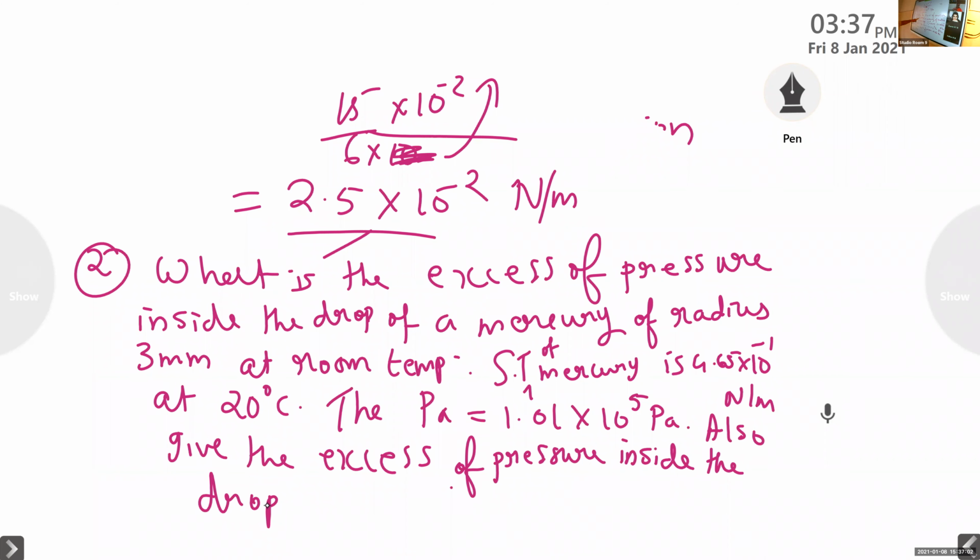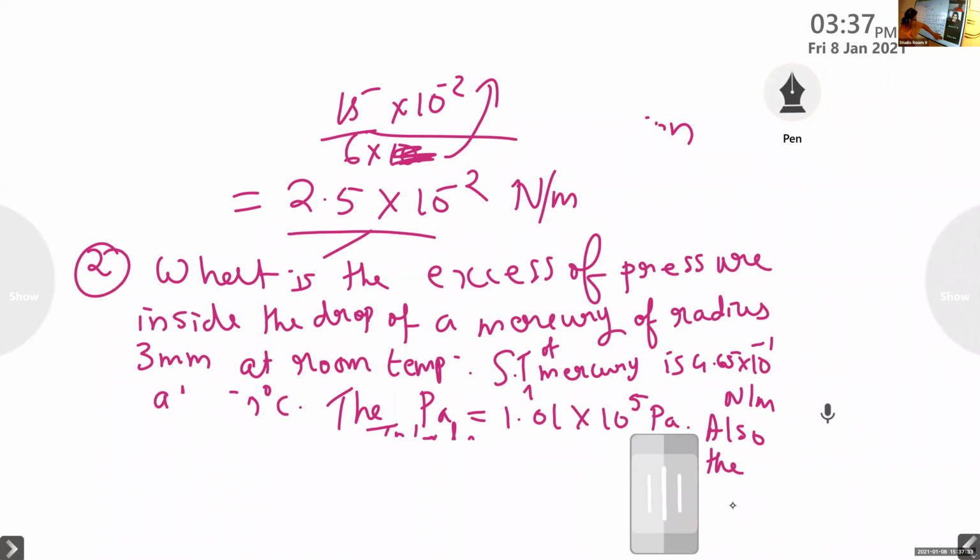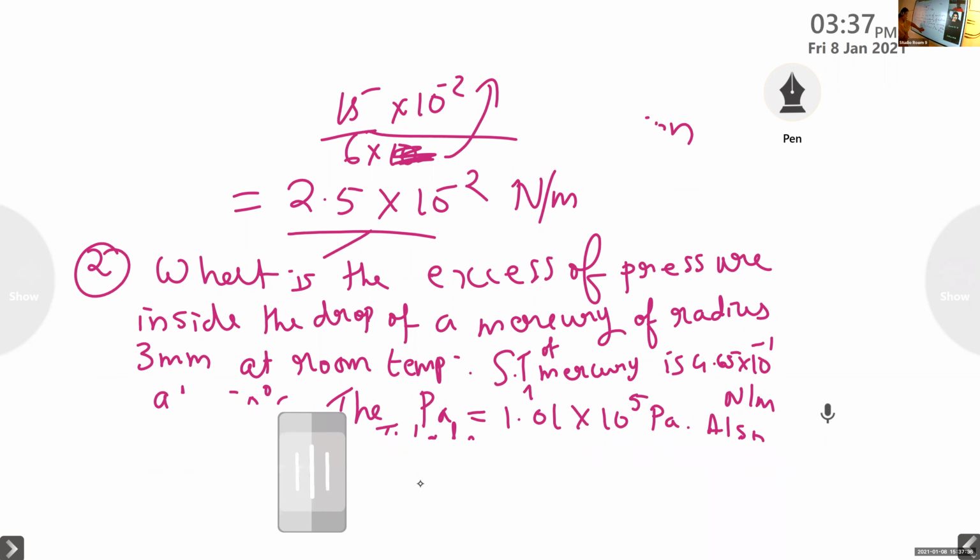Now here, what is the excess of pressure inside the drop of mercury? Okay. Sorry, this is total pressure. Not inside the drop, just change. Total pressure on the drop.